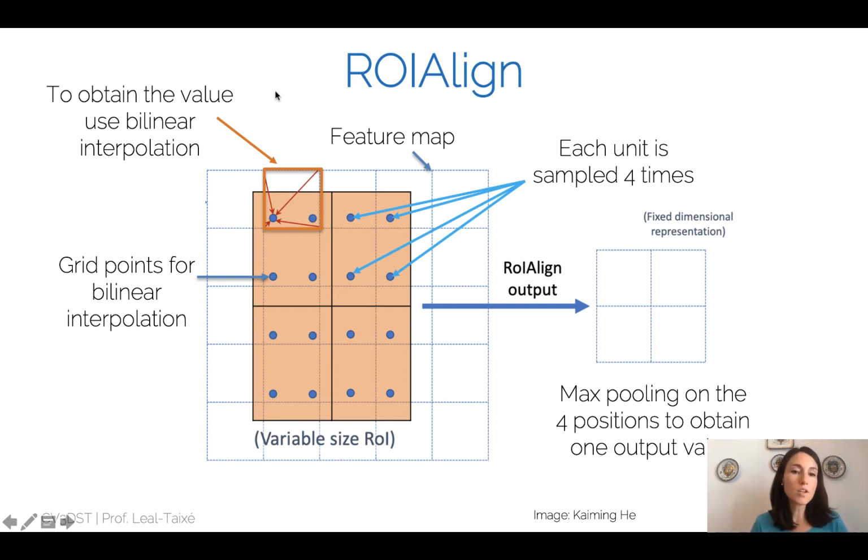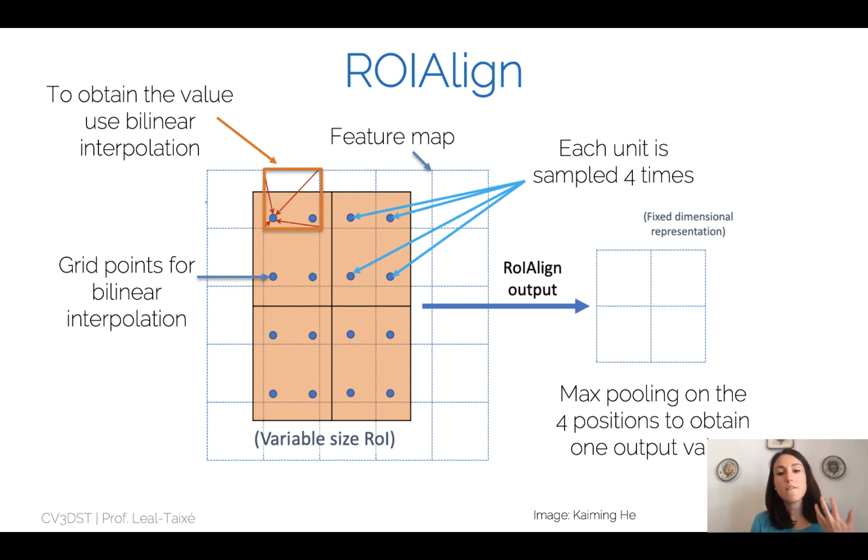Bilinear interpolation actually means that this value is going to be much more influenced by the bottom left corner of this orange box because it is very close to that corner. But you're still going to take into account the values on the other corners of my orange box. So through bilinear interpolation, I can essentially create a true value for this blue point, for these grid points. And now I can condense this information through, for example, max pooling in order to obtain one output value for the ROI align.